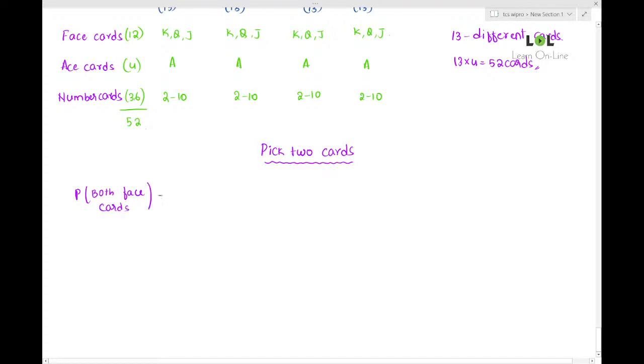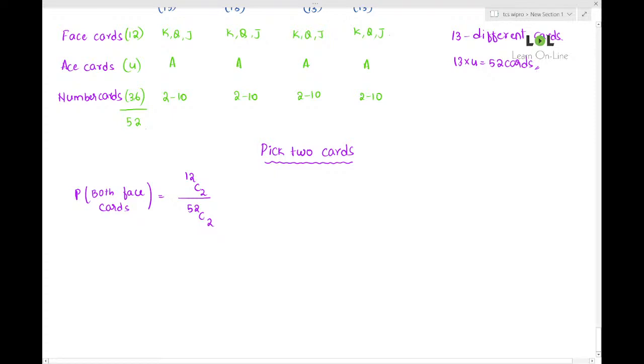Check out. Total cases we know 52C2. Now check out, how many face cards are there? 12 face cards. We need 2 out of them. So what will be the favorable cases? 12C2. That's it. Picking 2 face cards out of the total. What is the probability of getting both the cards as face cards? Means 12C2 by 52C2.